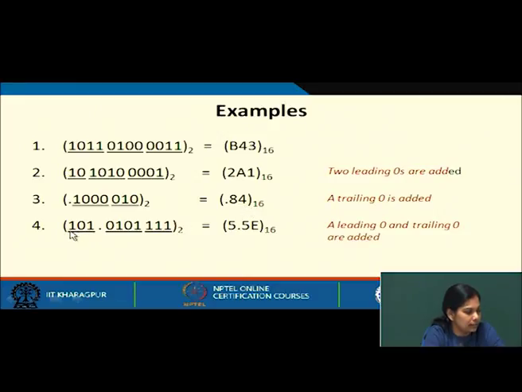Similarly, this is the integer part and this is the fractional part. For the integer part, we have to add a leading 0, which makes it 0101, which is 5. And then for this, we have to add a trailing 0. So, if we add a trailing 0, this will make it 5 and this is E. So, this is how we convert a binary number into a hexadecimal number for representing it in a compact fashion.